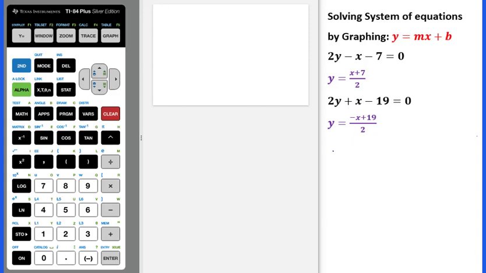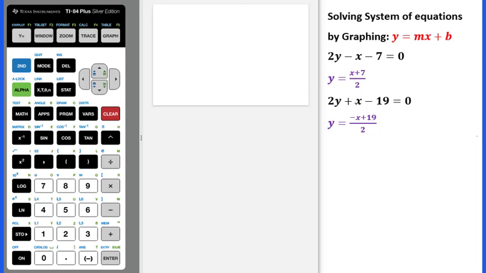This lesson is about how to solve system equations by graphing. Remember, when you use graphing to solve system equations, you have to change into y equals mx plus b form. So we have 2y minus x minus 7 equal to 0. We change into y equals x plus 7 over 2.